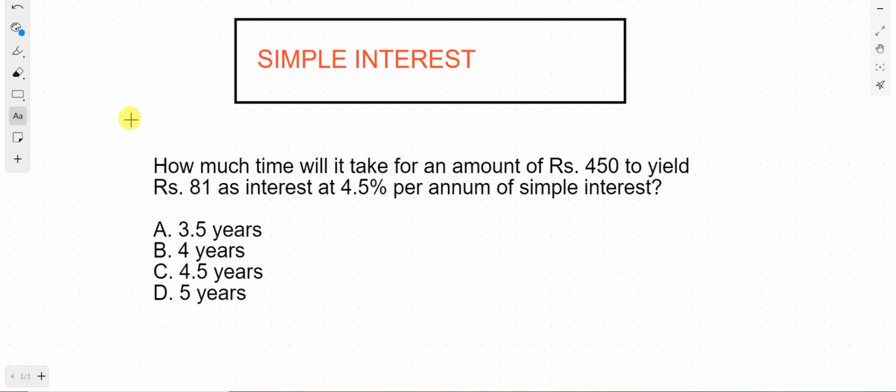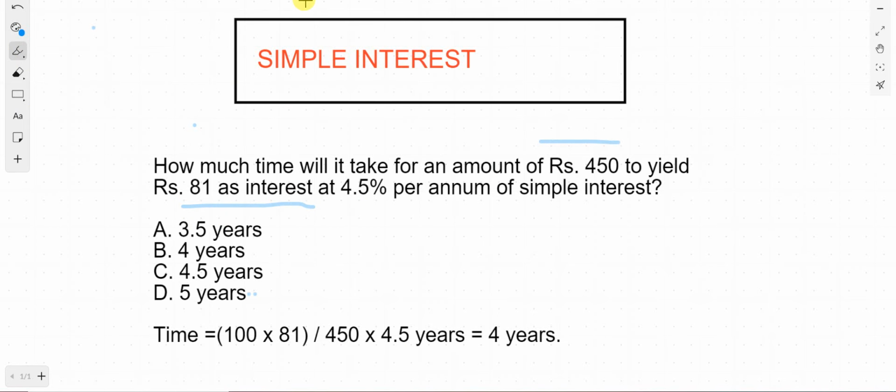So the problem is: how much time will it take for an amount of rupees 450 to yield rupees 81 as interest at 4.5% per annum of simple interest, and you have four options. We already know the formula for time. We have discussed it in part 1 of simple interest. So we will put the formula of time as 100 into 81 divided by 450 into 4.5 years, which is equal to 4 years. So the answer is option B, 4 years.